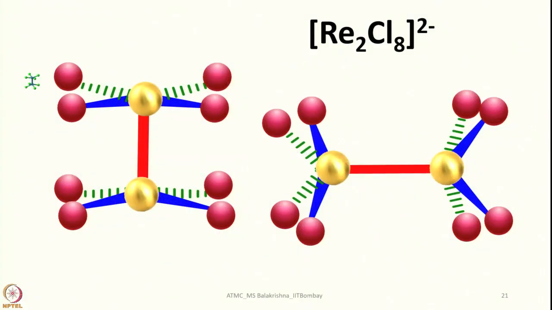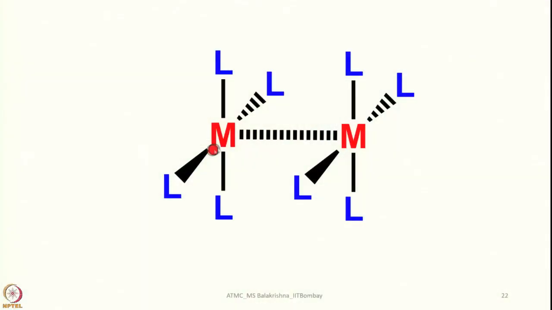The energy of this one is very high, and the lowest one is dz square, and the next ones will be these two, dxz and dyz, and then we have dxy. Now assume it is like this, this is the z axis, and one dz square is there, and another dz square is there.